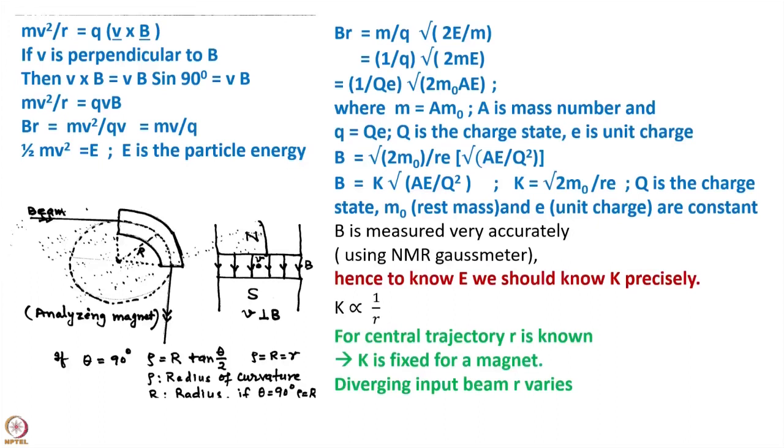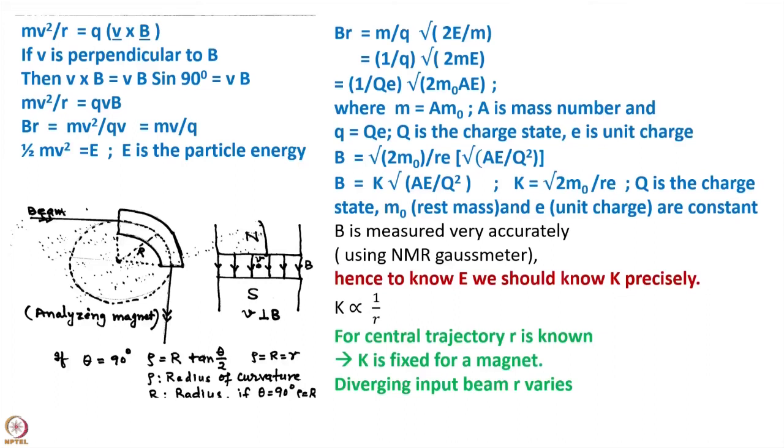This is only for 90 degrees, but you can write the general expression as vB sin(theta). Then, since we are considering 90 degrees, the equation becomes mv²/R = qvB. Therefore, from this equation we can write BR = mv/q. Now, this mv is nothing but the momentum of the particle, and q is the charge. Let us write that half mv² is the energy, E, the kinetic energy of the particle.